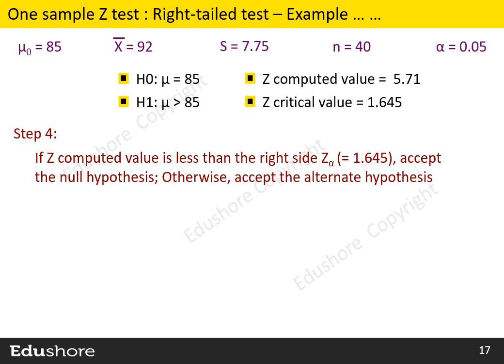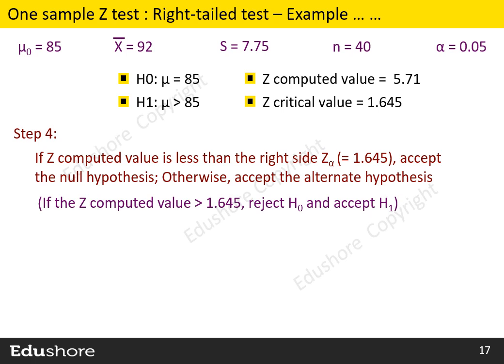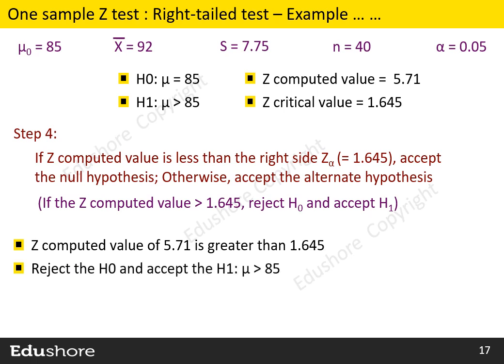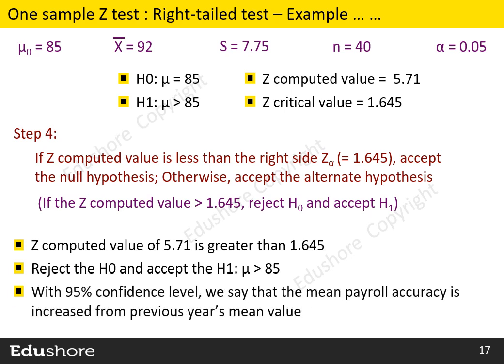In other words, if the Z computed value is greater than 1.645, we reject the null hypothesis and accept the alternate hypothesis. For this example, the Z computed value of 5.71 is greater than 1.645, so we reject the null hypothesis and accept the alternate hypothesis H1. Mu is greater than 85. Hence, with 95% confidence level, we say that the mean payroll accuracy is increased from previous year's mean value. These are the steps that need to be followed to do the right-tailed hypothesis testing for one sample Z test.